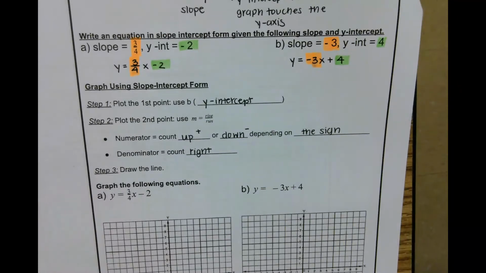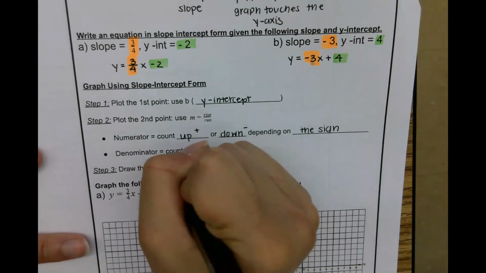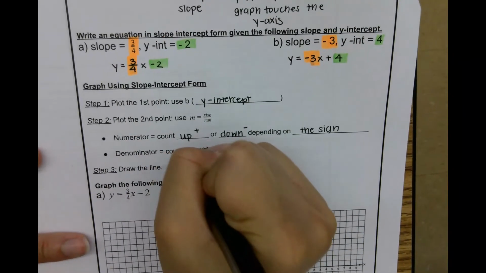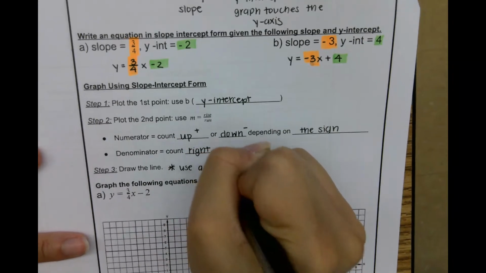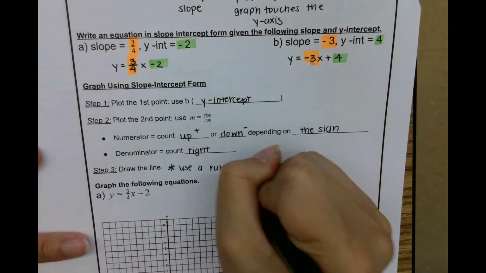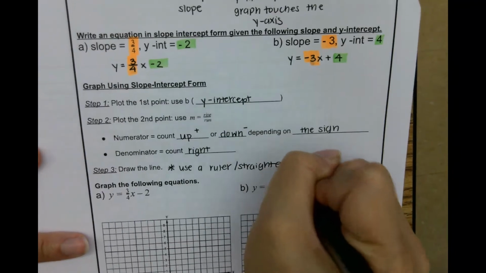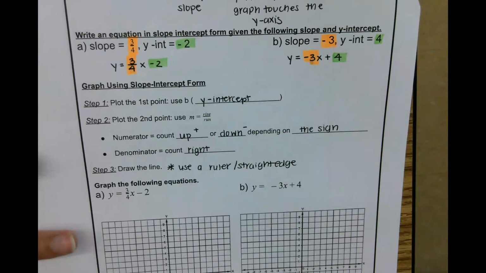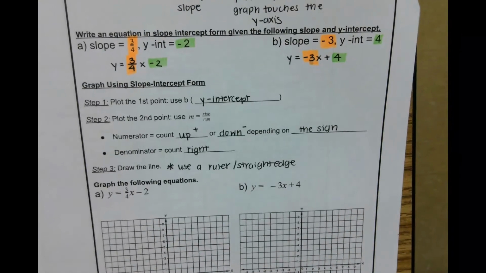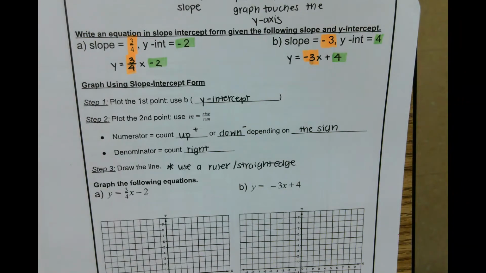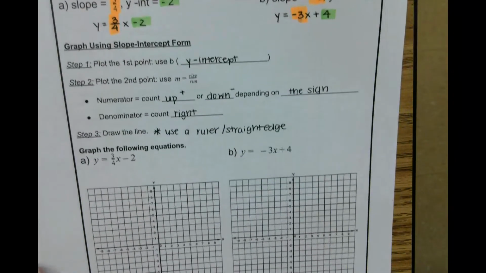Please use a ruler. Use a ruler, that line should be straight. The reason why is because towards the end of the semester, when we talk about systems, we use our line, and it has to be accurate in order to solve. Okay, so let's go.